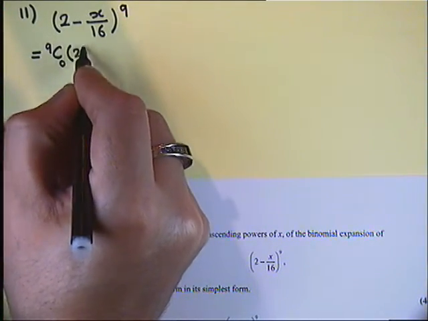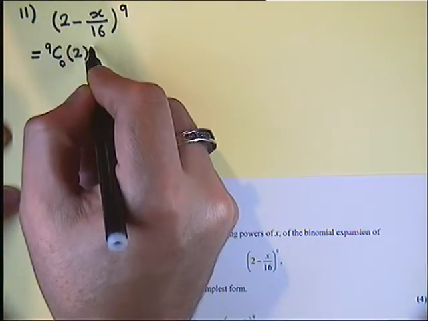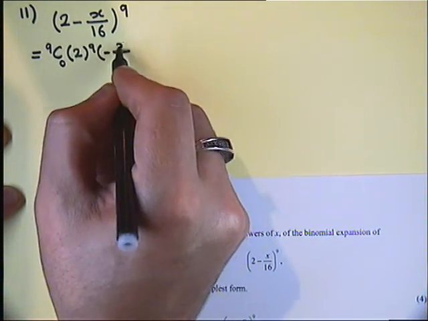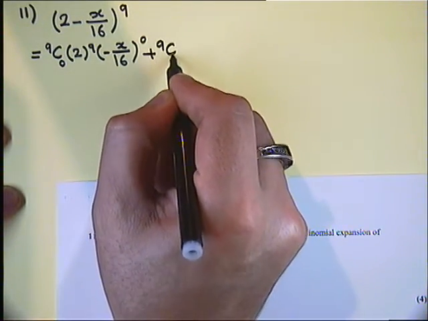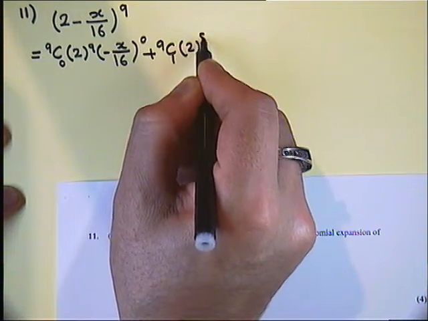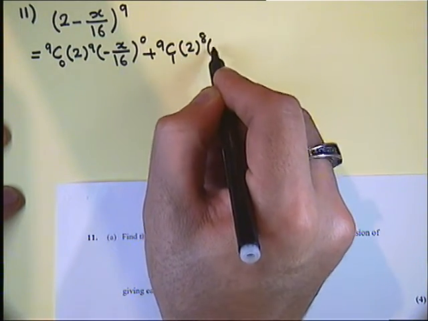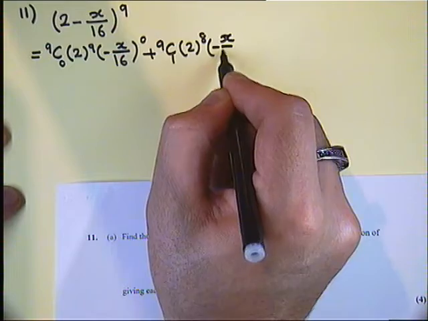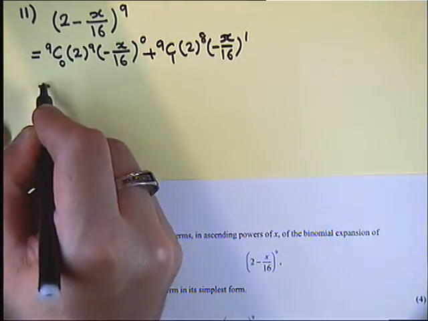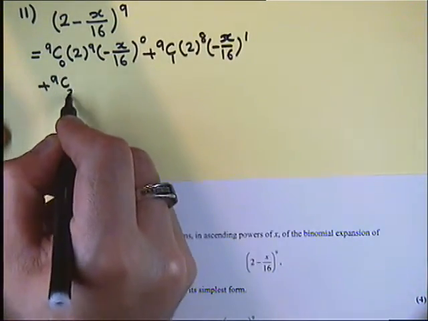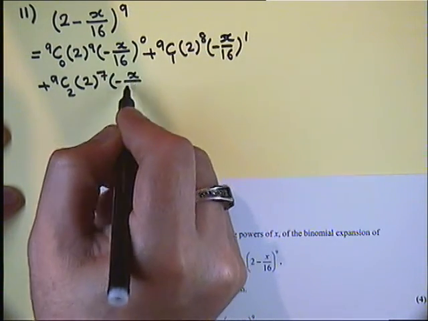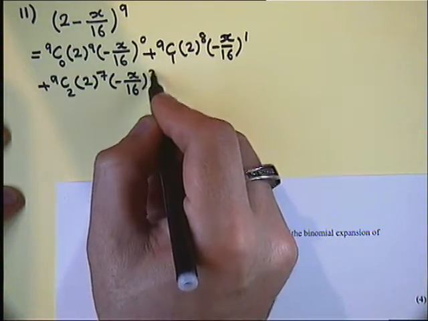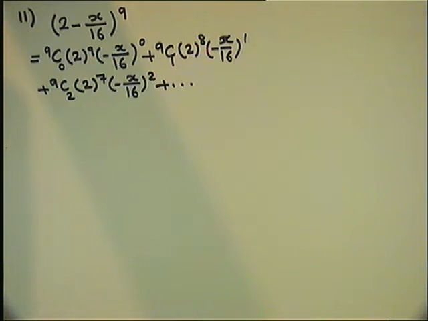9C0 2 to the 9 times minus x over 16 to the power of 0. Add 9C1 2 to the power of 8 times by minus x over 16 to the power of 1. Add 9C2 2 to the 7 minus x over 16 to the power of 2, and so on. So we are just required to find up to 3 terms.